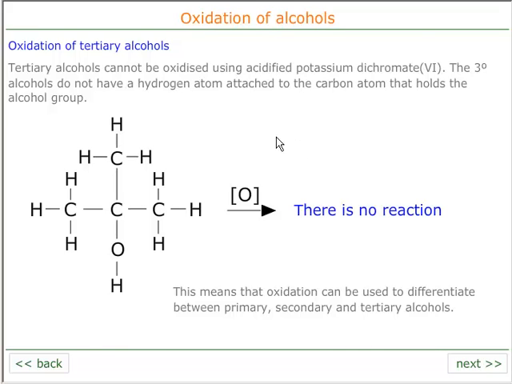And for the same reason, tertiary alcohols cannot be oxidized at all. There are no hydrogens attached to the carbon that holds the OH, the hydroxy group.